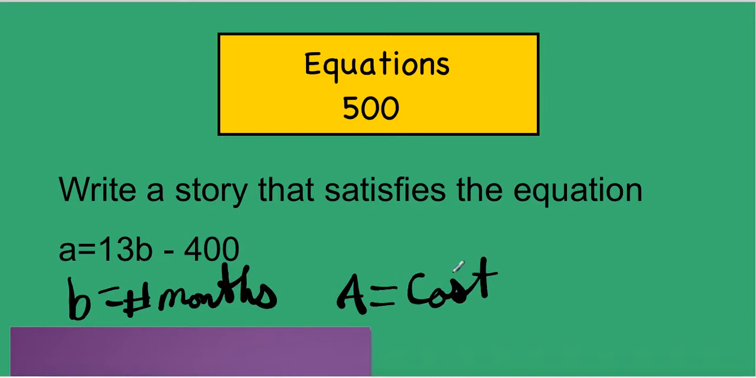If you want to be really careful on the assessment, you might want to label what each variable stands for. That way it won't get too confusing. So I could say that we have a $400 gift card, and that every month we pay $13. That gives us our cost. That's just one example we could use.